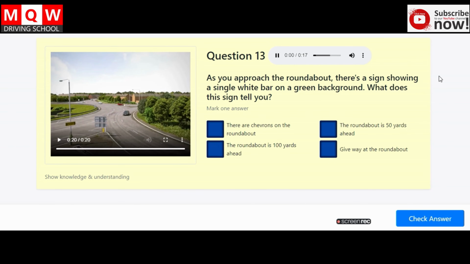As you approach the roundabout, there's a sign showing a single white bar on a green background. What does this sign tell you? There are chevrons on the roundabout. The roundabout is 50 yards ahead. The roundabout is 100 yards ahead. Give way at the roundabout.